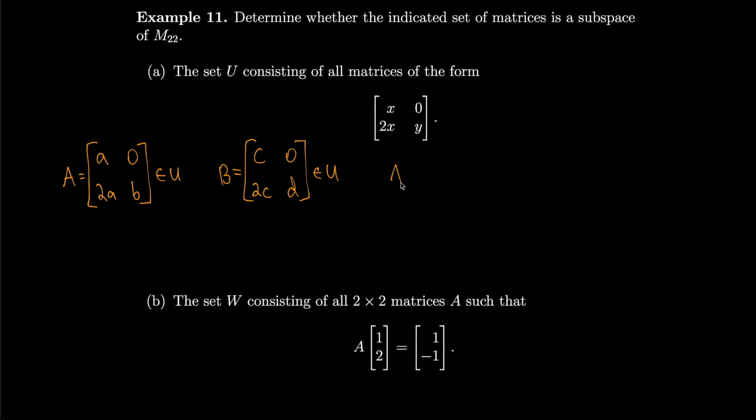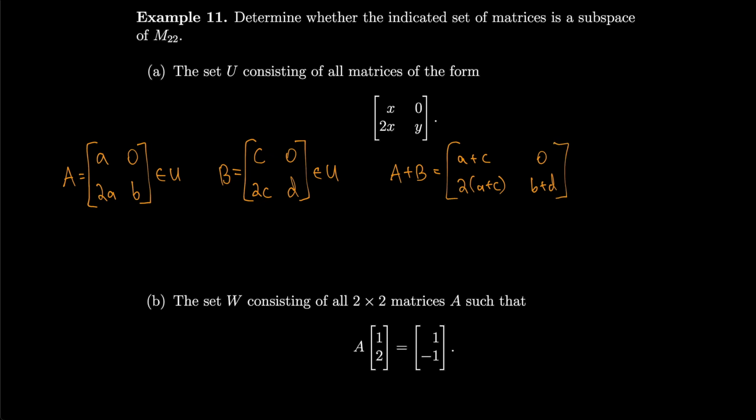So let's look at A plus B. Let's see if it's closed under addition. So we have [a plus c, 0; 2 times (a plus c), b plus d].